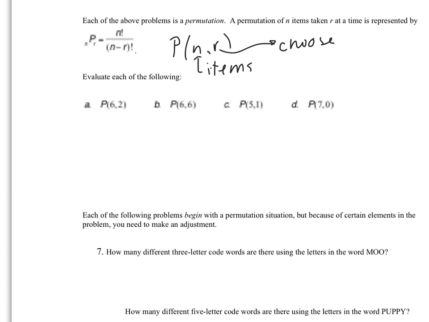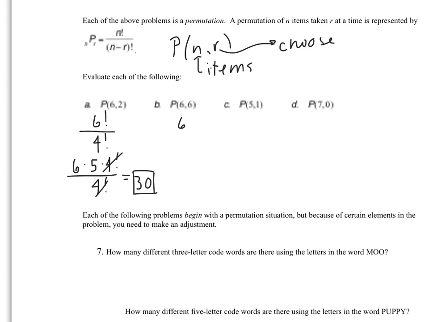So I'm going to say the first permutation is 6 choose 2. According to the definition, that's going to be 6 factorial over 4 factorial, which we know we can simplify using factorial. 6 times 5 times 4 factorial over 4 factorial is just going to leave us with 6 times 5, which is just 30.